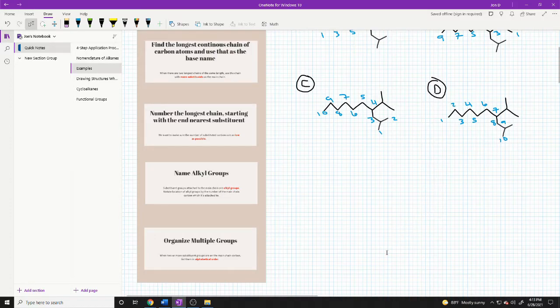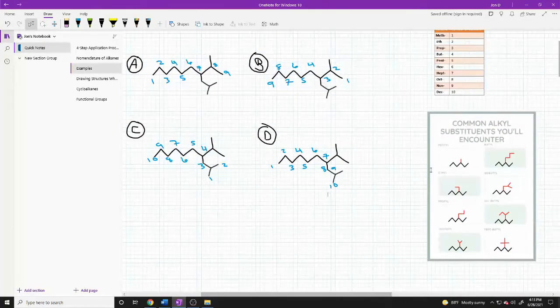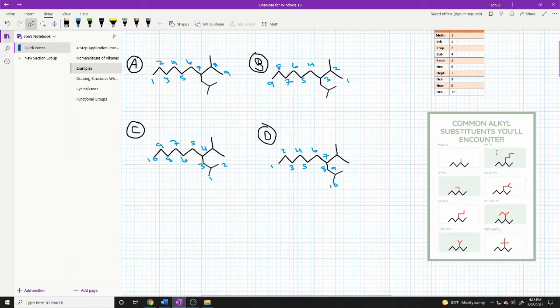Now if we move to the right screen, right here are some of the common alkyl substituents that you will encounter. As we see on carbon 2 right here, this is a methyl group, which is similar to this one right here. And then on carbon 4, we have an isopropyl group, which is right here. It looks like a little Y, and right here is the little Y. So those are the two substituents that we have.